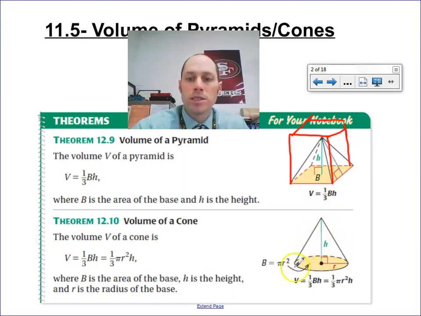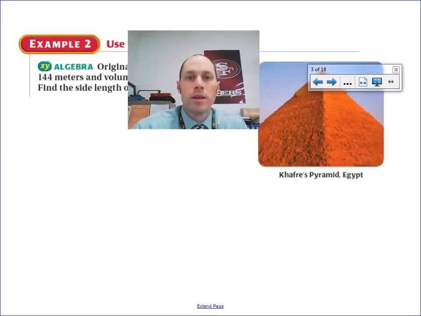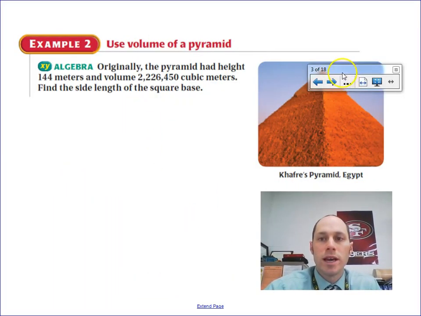If I fill a cone up with sand and pour it into a cylinder of the same height, it could be water even, or anything else you want, it's going to fill up that cylinder a third of the way. So area of base times height divided by 3. And in the case of a cone, the area of the base is a circle. So it's going to be pi r squared times height divided by 3. Let's use that in our work today.